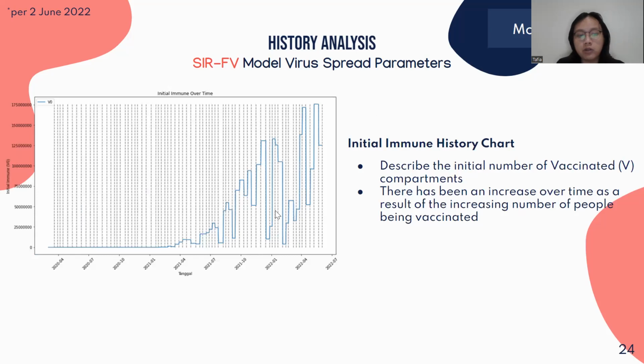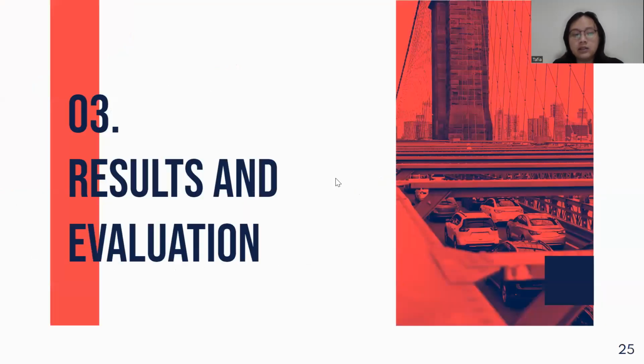Looking at the initial immune history that explains the number of initial vaccinated compartments, it can be seen that the trend is increasing over time as a result of the increasing number of people being vaccinated. Now we go to results and evaluation.